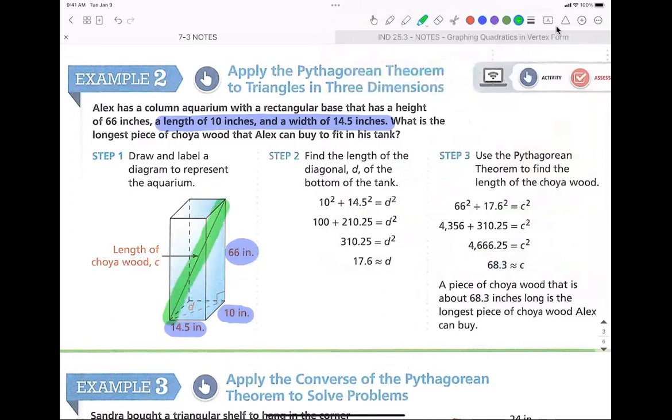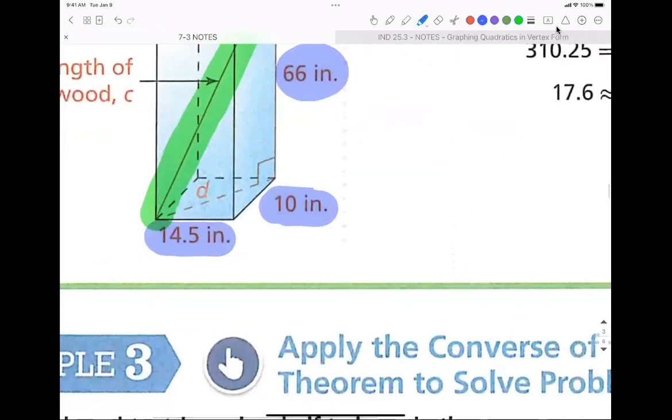Because we want to know what is the biggest or tallest piece of wood that he can put in this aquarium. The tallest piece you can possibly put in there would be a catty-corner piece going from bottom to top diagonally. We can't jump right to that because right now we don't have a right triangle for that catty-corner piece. But what we can do is focus just on the base, down here, and find the diagonal of that, which is right here. We can find the diagonal of the flat bottom of our aquarium.